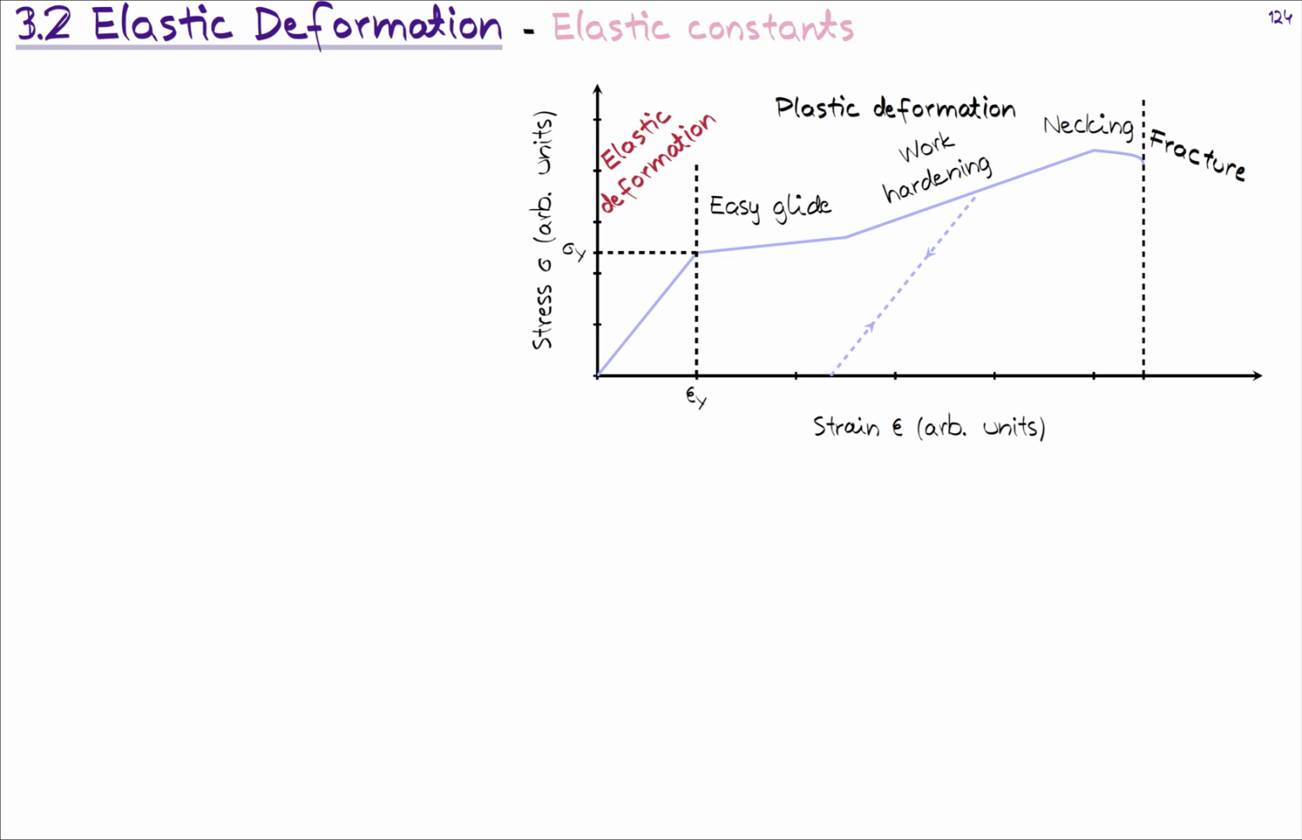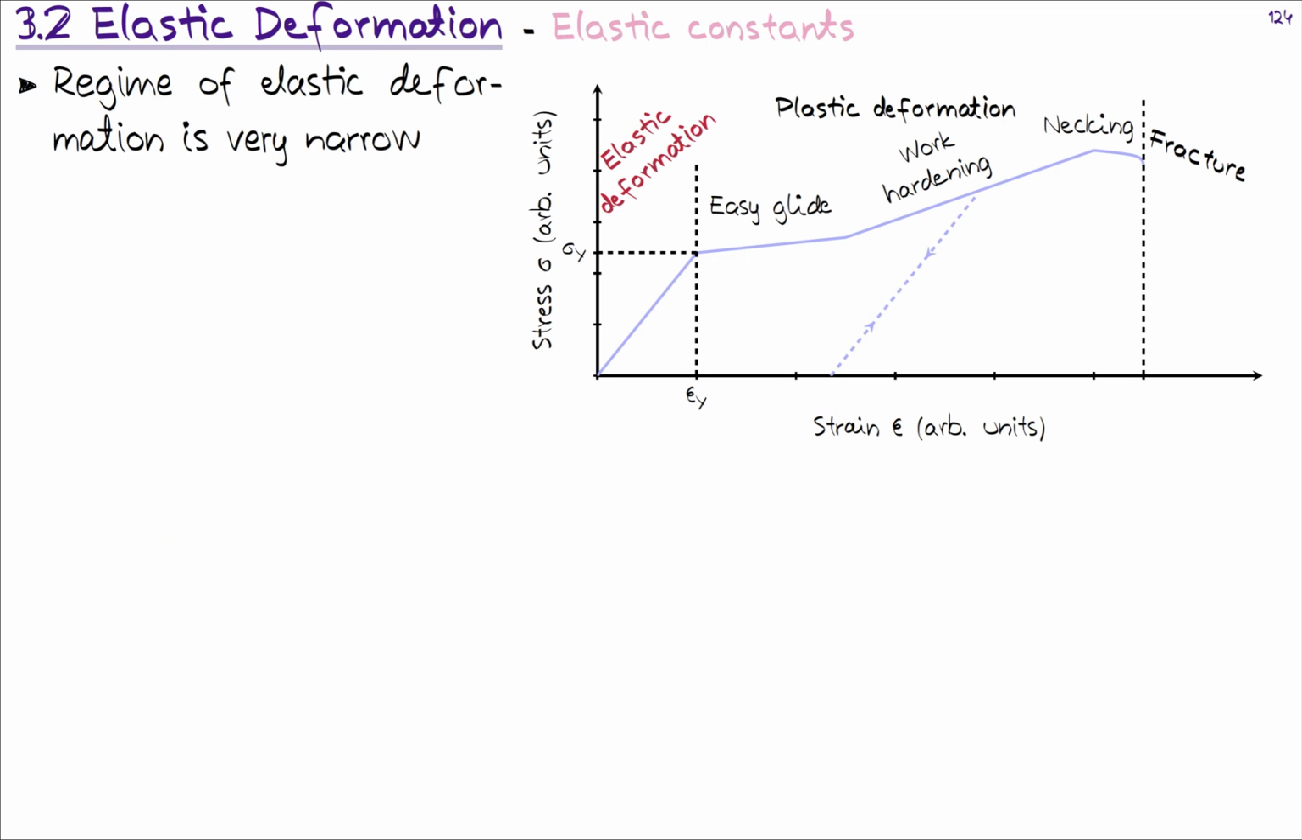So, elastic constants. These are material properties that we can define when the material is still in the regime of elastic deformation. And this regime is actually very narrow. So what we see in the picture is highly exaggerated. The amount of strain that the material will be deforming is not much. We're speaking of a few percent when we are still in the elastic deformation regime.